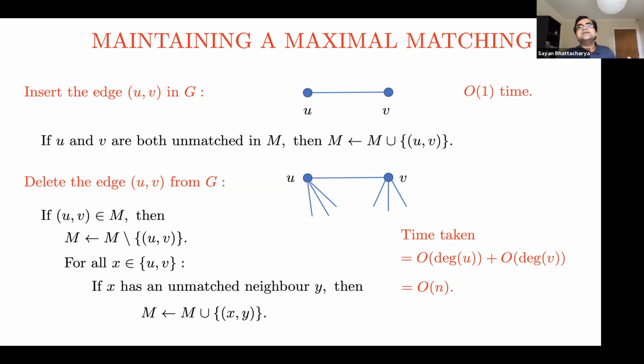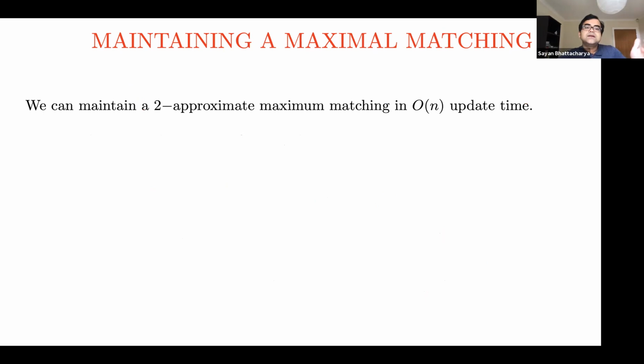Now, this is a very simple algorithm, and this is our starting point. The question is, we have already seen how to maintain a 2-approximate maximum matching, that is, a maximal matching, in update time linear in n. Can we do significantly better? This is our starting point.